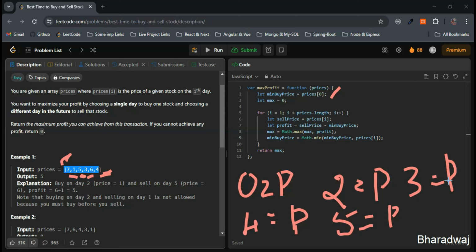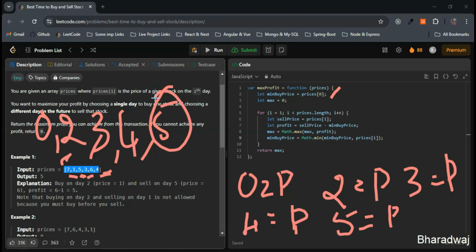Finally we are returning the max of these numbers, right? The profits we have got are 0, 4, 2, 5 and 3. We are returning the maximum number, which is 5 here. So we have got the output as 5. Same thing, right? So let me delete this one.